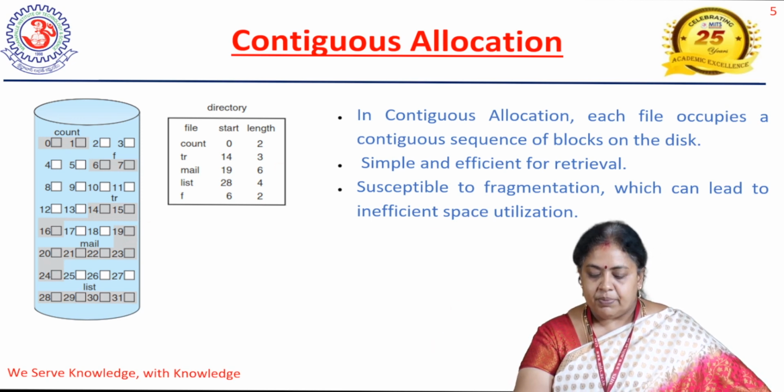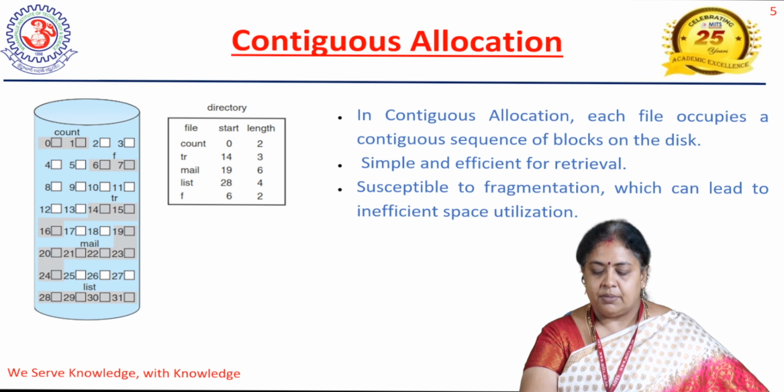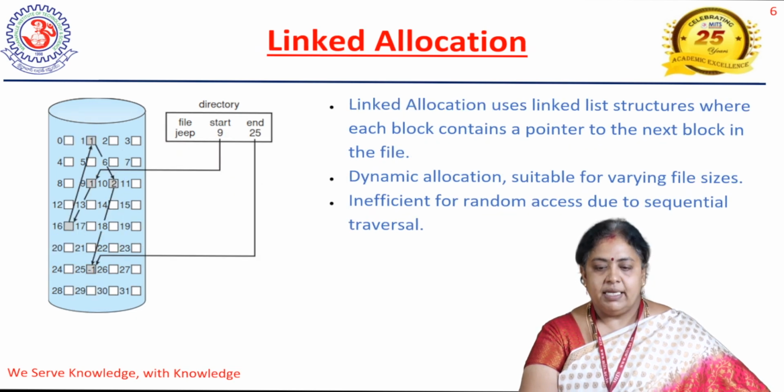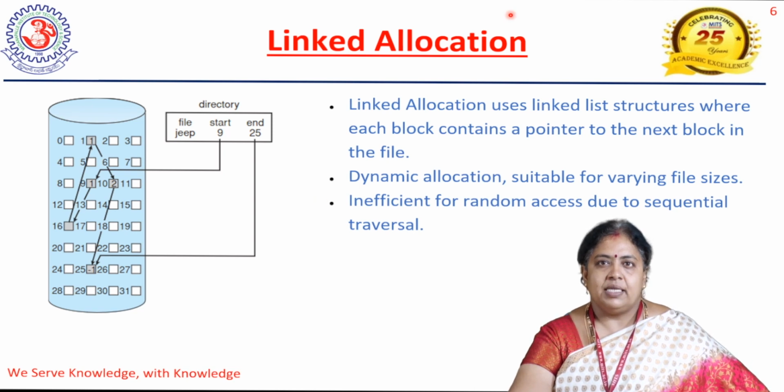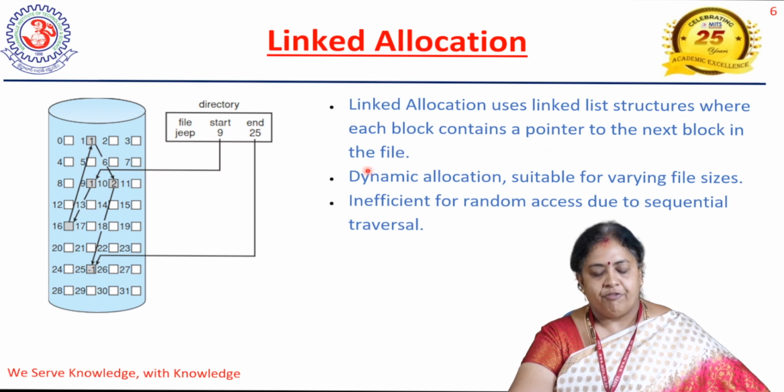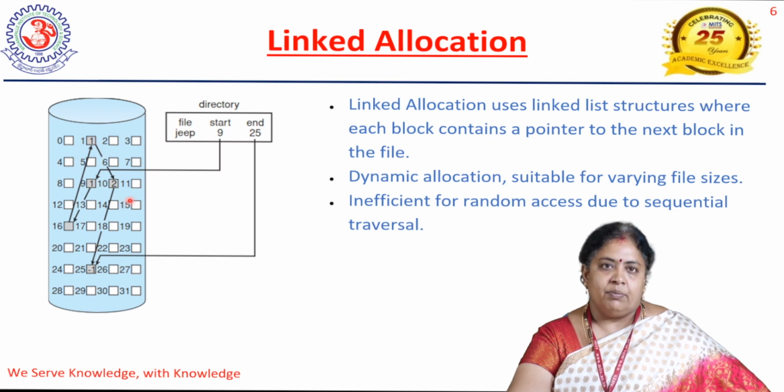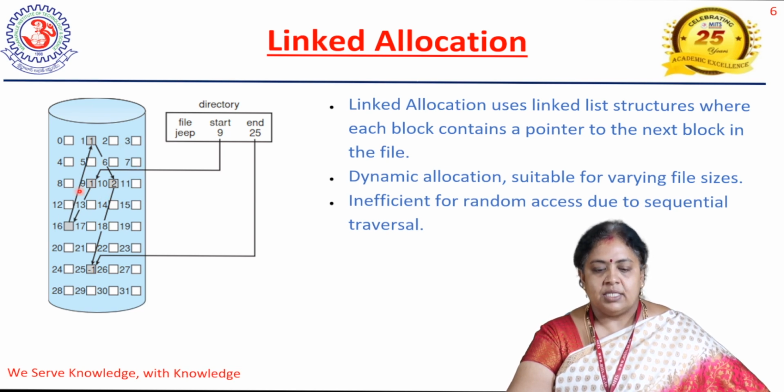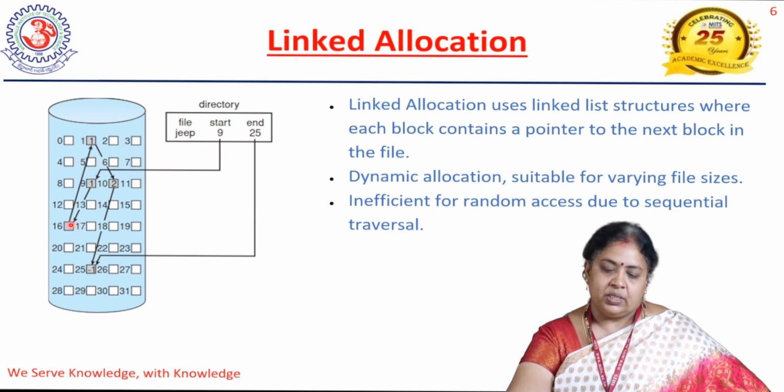So for that purpose, we can go for another allocation method, which we call linked allocation. In linked allocation, what happens? Linked allocation uses linked list structures where each block contains a pointer to the next block in the file. That means we don't have to worry about whether the blocks are contiguously available or not. Whatever space is available, there we can store the file.